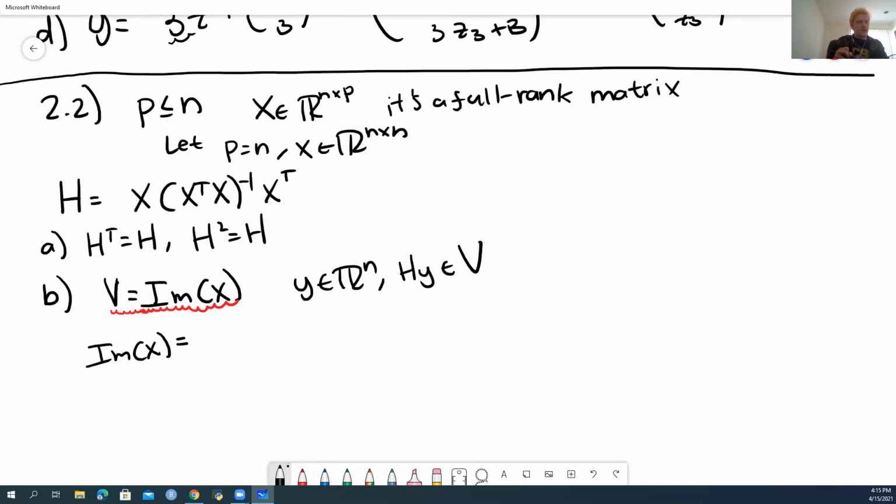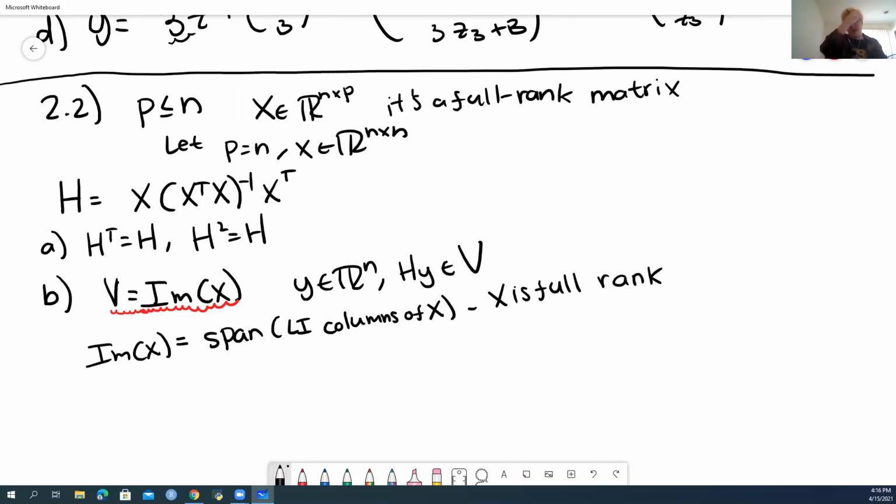So I'm trying to think if this is only the case when it's full rank. Well, okay, the image of X is equal to the span of the linearly independent columns of X. That's something we've done before. But remember, X is full rank, so I don't know if this is fully necessary to include. You can kind of just skip to the end of this. But remember, the reason this works is that X is full rank. So it means that this is equal to the span of the columns of X, so all of them are linearly independent.